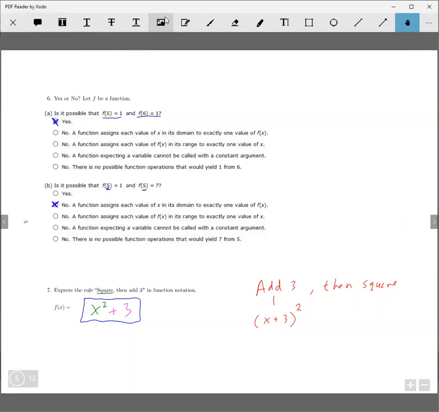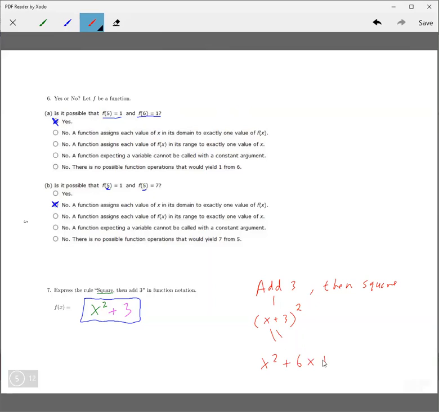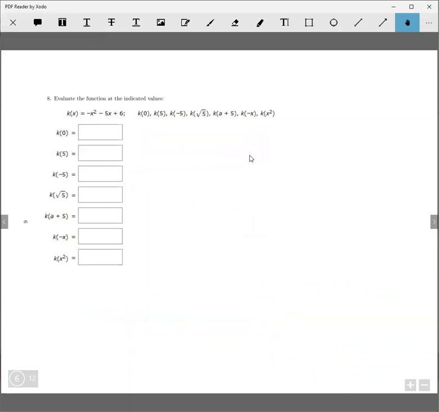And not all functions can be described this way. If you were to expand this out, you would have 6x, so this is the same as that. If we didn't know that we could rewrite it like this, then it would be really hard to do a verbal expression, because there are 2 x's here. x appears in 2 different spots in the function. So when that's the case, it's hard to do a verbal explanation.